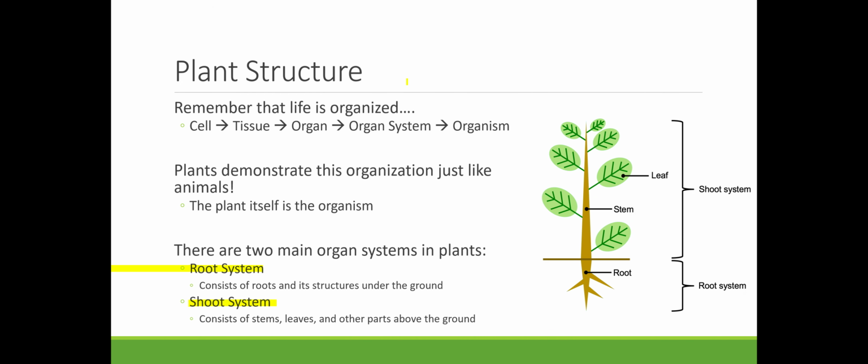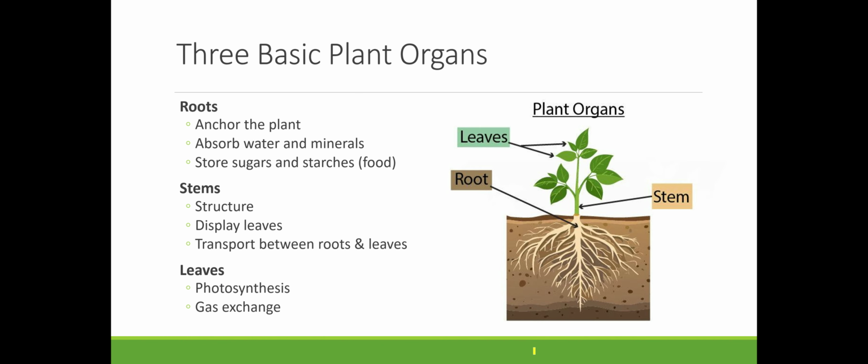And so the organ systems, there's primarily two, and those organ systems are going to be made up of organs. And so when it comes to our plants, there are three basic organs. There are more, like a flower is an organ, a fruit would be an organ, but we're going to focus on just the three basic ones. We have the roots, the stems, and the leaves.